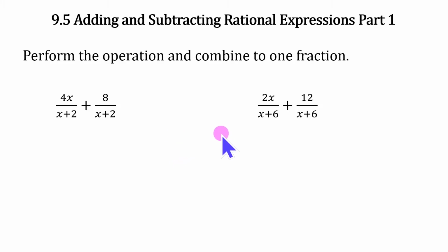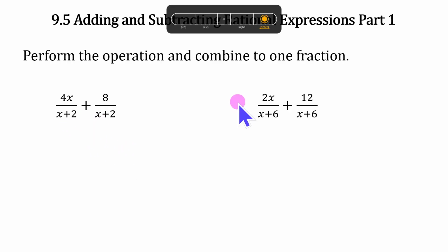Okay, so adding and subtracting rational expressions. We did this the other day. We need common denominators. So nicely, this already has common denominators. We don't have to do anything with it. We just turn it into 4x plus 8 over x plus 2.